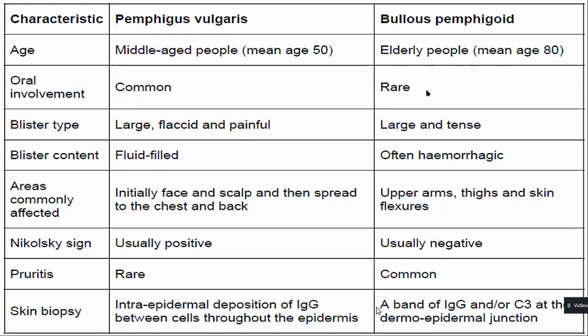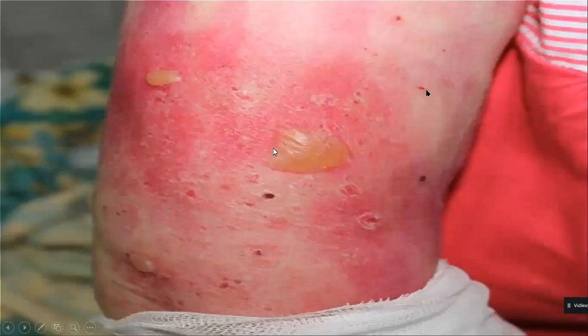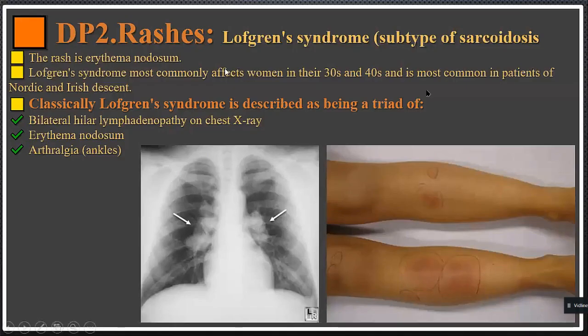Skin biopsy here, you will find intraepidermal deposition of IgG between cells throughout the epidermis, and in the bullous, a linear band of IgG and or C3 at the dermo-epidermal junction. So this one, which type, guys? Bullous pemphigoid. Bullous pemphigoid. Okay.